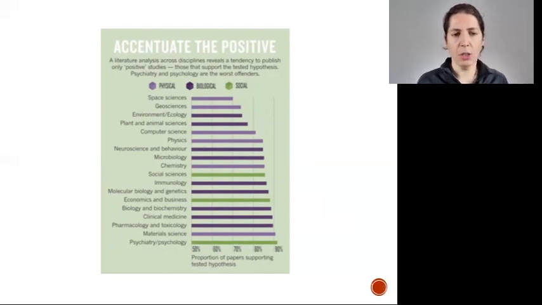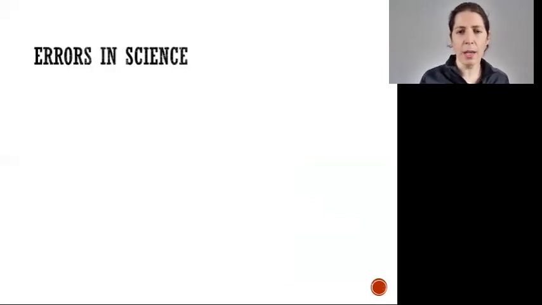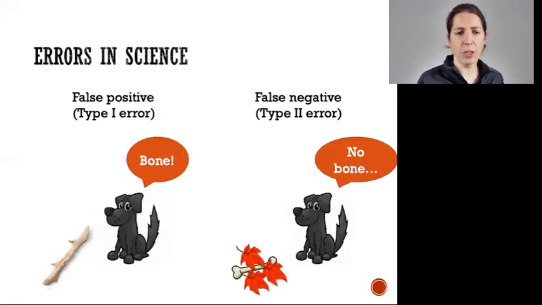And psychiatry and psychology are at the bottom, but they're very close to several other fields: material sciences, pharmacology, clinical medicine, biology and biochemistry, economics, molecular biology, immunology. All of those are well above 80% of the published findings being significant or positive. So that tells us something. We're not seeing a lot of negative results. We're seeing overwhelmingly lots and lots of positive results. So that means that out of these 2 potential types of errors, we're at much greater risk in our published literature of false positive errors.